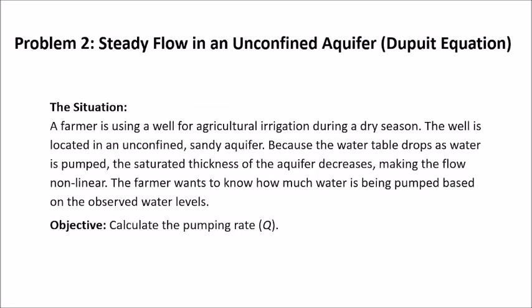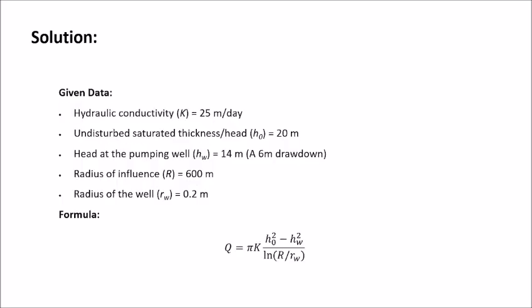Now let's have a sample problem for unconfined aquifer. For an unconfined aquifer, where the water table is free to rise and fall, the math changes. As water is pumped, the saturated thickness of the aquifer actively decreases. Because of this, we use the Dupuit equation. The formula is Q equals pi times hydraulic conductivity, K, multiplied by the quantity, H sub 0 squared minus H sub W squared, all divided by the natural logarithm of R over R sub W.